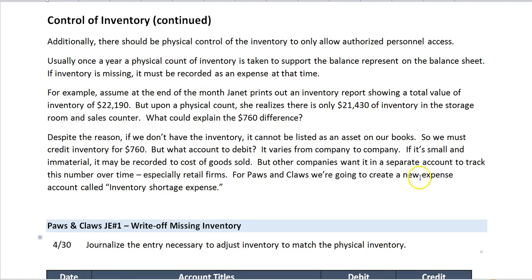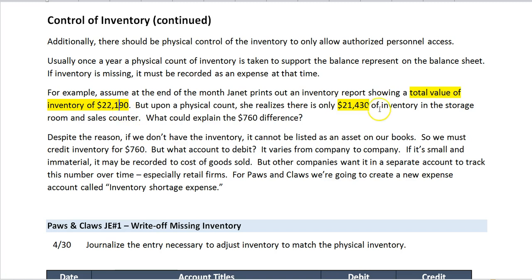The control of inventory, this is simple. We all know people in this world steal, so that's all this example is. They have a total value of inventory on their books at $22,190. They do a physical count of the goods. Businesses usually do this once a year. Almost all retailers do. And they count it, and they only have $21,430.